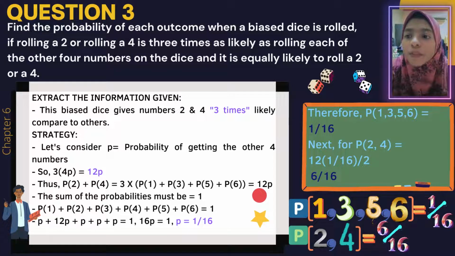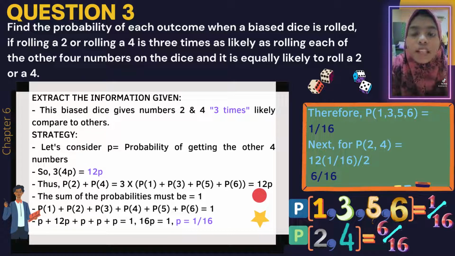The sum of the probabilities must be equal to 1. So P1 plus P2 plus P3 plus P4 plus P5 plus P6 equals 1. That is P plus 12P plus P plus P plus P equals 1, so 16P equals 1. So P equals 1 over 16.